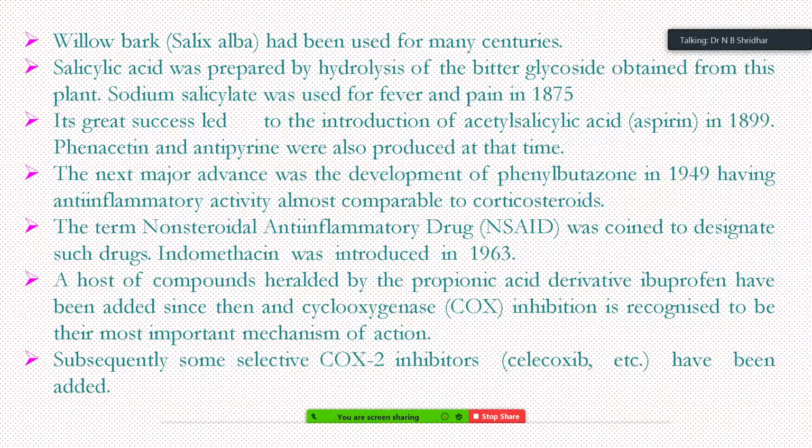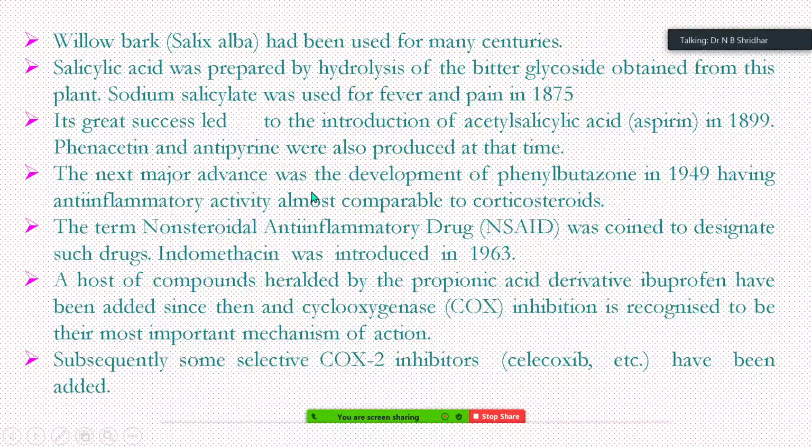The willow bark, of the plant Salix alba, had been used for many centuries, and salicylic acid is the first product prepared by hydrolysis of the bitter glycosides obtained from Salix alba. Sodium salicylate was used for fever from about 200 and more years back, that's 1875. Its great success led to the introduction of aspirin, acetyl salicylic acid, in 1899, and phenacetin and antipyrin were also produced with a similar type of effect.